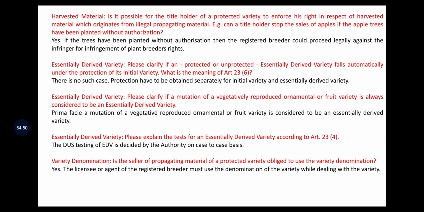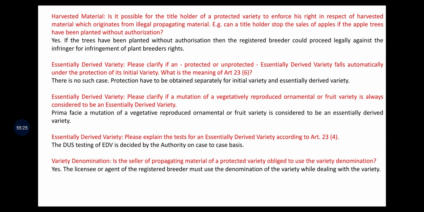The next question is, is it possible for the title holder of a protected variety to enforce his rights in respect to harvested material which originates from illegal propagating material? For example, can a title holder stop the sales of apples if the apple trees have been planted without authorization? The answer is yes. If the tree has been planted without authorization, then the registered breeder could proceed legally against the infringer for infringement of plant breeders' rights.